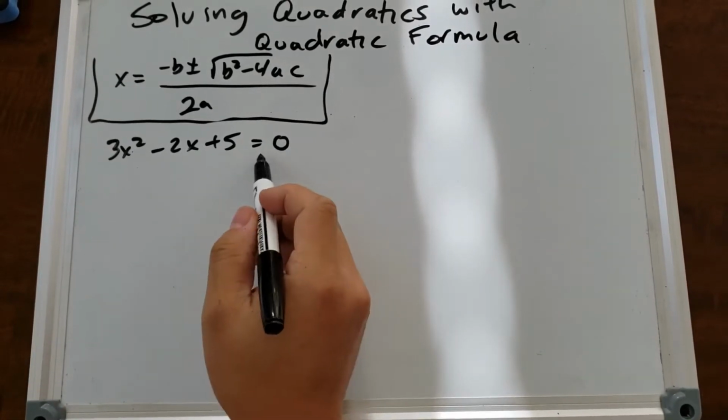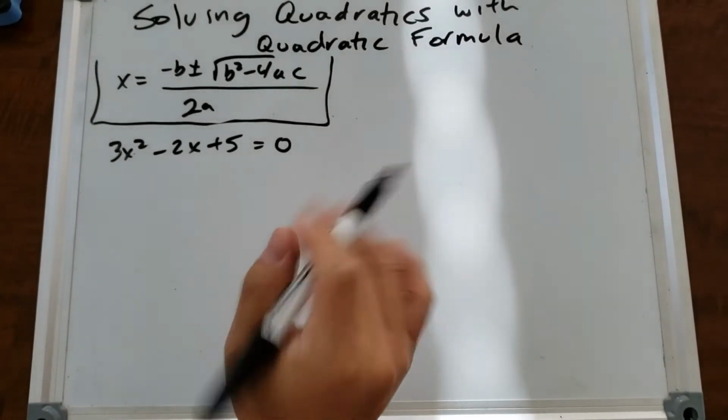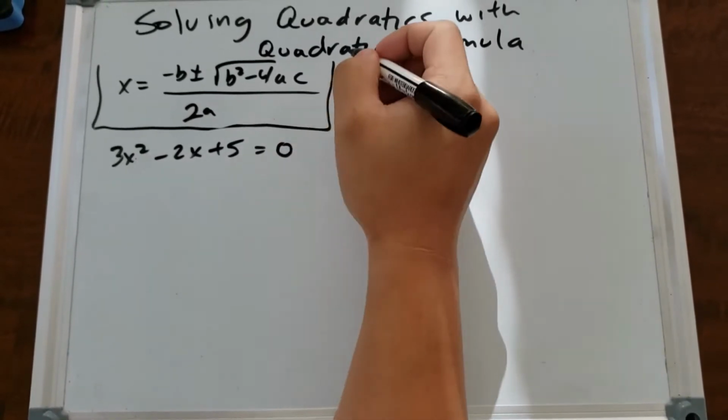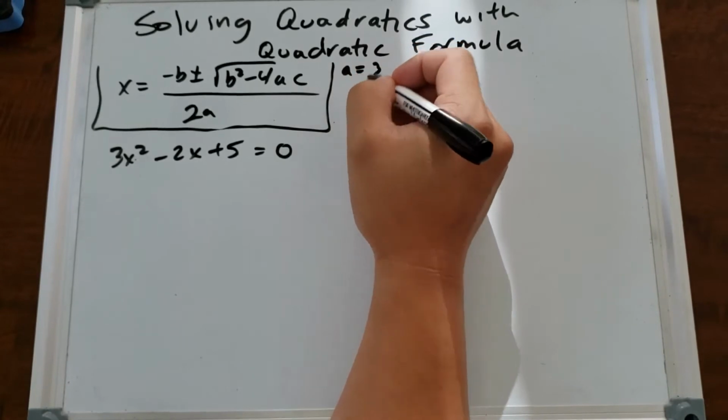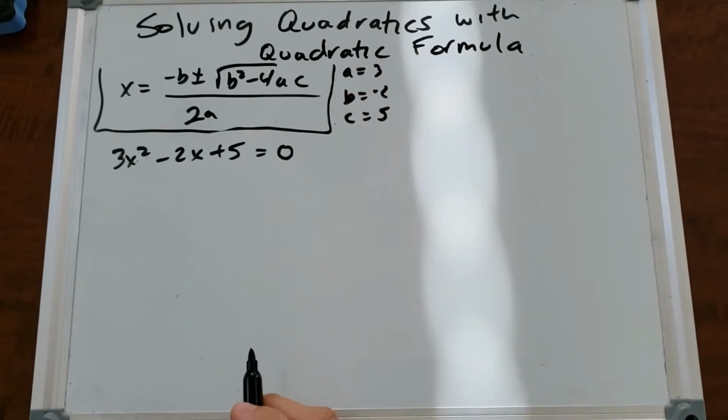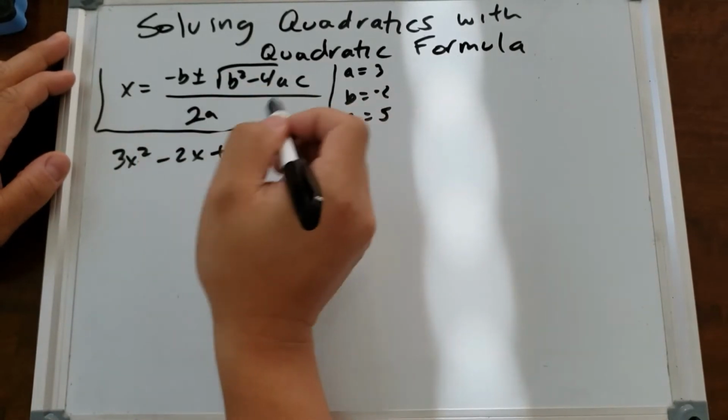So first check i equals 0. I do. Great. Don't have to move anything. So I can go ahead and find my a, b, and c. So my a equals 3, my b equals -2, and my c equals 5. Okay? I'm going to take these, plug it into my equation.